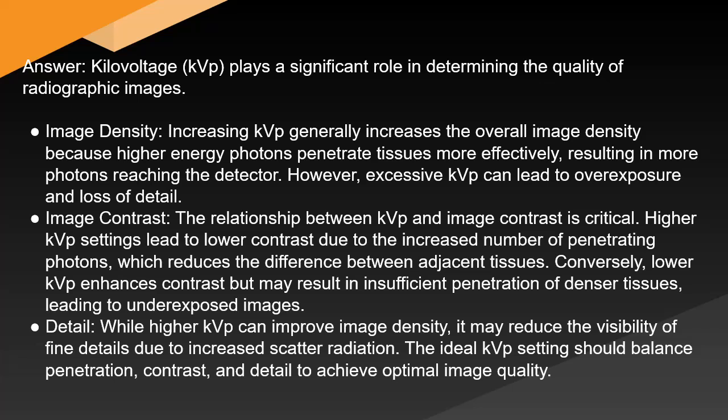Image contrast. The relationship between kVp and image contrast is critical. Higher kVp settings lead to lower contrast due to the increased number of penetrating photons, which reduces the difference between adjacent tissues. Conversely, low kVp enhances contrast, but may result in insufficient penetration of denser tissues, leading to underexposed images. Detail. While higher kVp can improve image density, it may reduce the visibility of fine details due to increased scatter radiation. The ideal kVp setting should balance penetration, contrast, and detail to achieve optimal image quality.